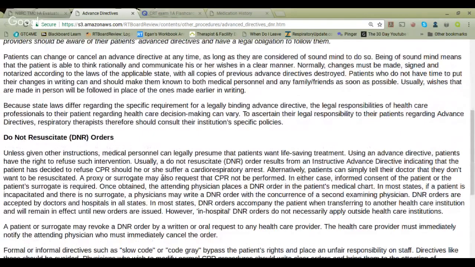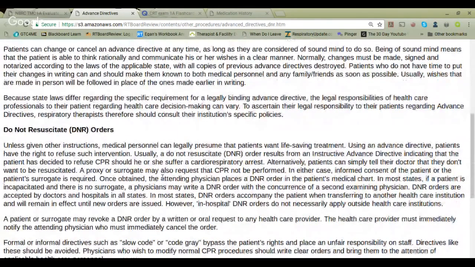Because state laws differ regarding the specific requirements for a legally binding advance directive, the legal responsibilities of healthcare professionals to their patient regarding healthcare decision making can vary. To ascertain their legal responsibility to their patients regarding advance directives, RTs therefore should consult their institution's specific policy.